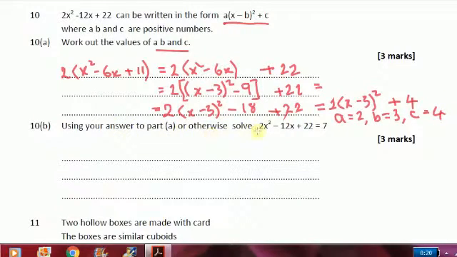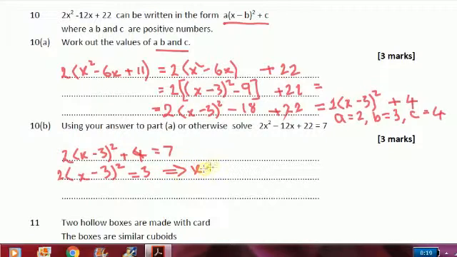Use your answer to part A or otherwise solve this equation. We look at the left-hand side, it's the same as what we started with in 10 part A. So the left-hand side, I can write it in my new form of 2 brackets x minus 3 squared plus 4. That's just another way of writing the expression. And now we're told to put that equal to 7. So if I put it equal to 7, let's see what happens. I can write that as 2 times x minus 3 squared equals 7 minus 4 is 3.